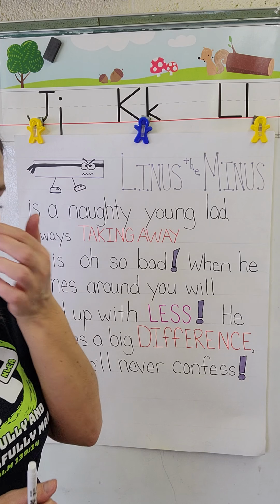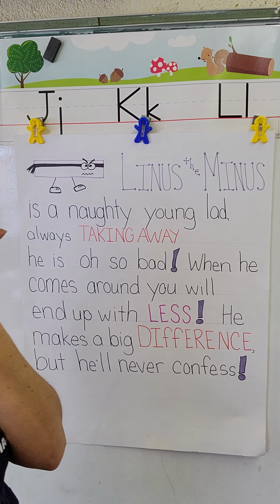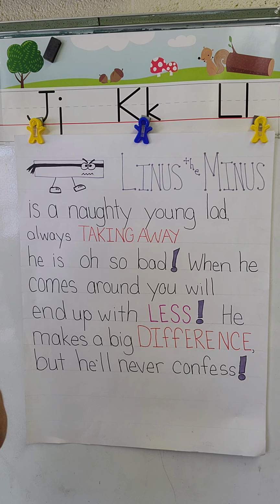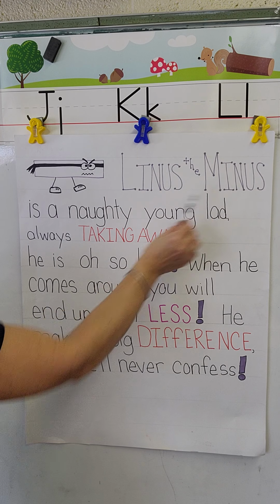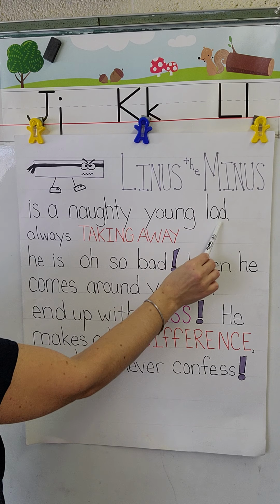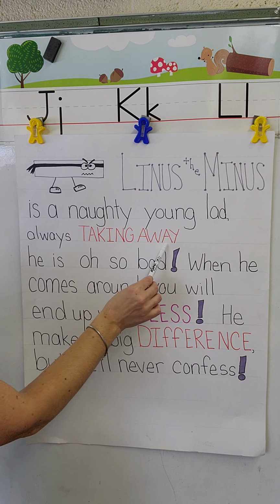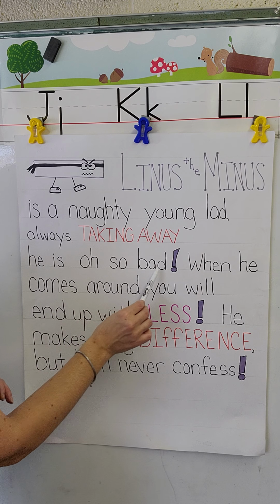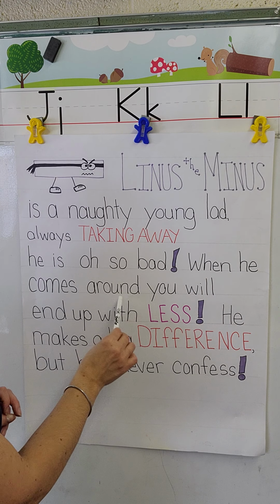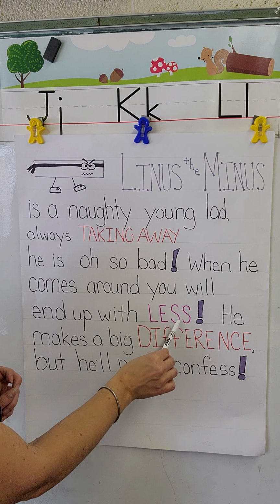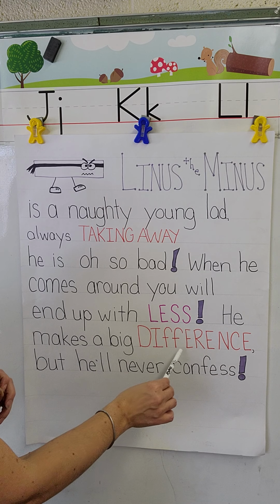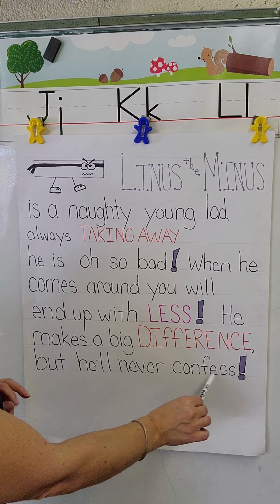All right, so I know we're still learning this poem, but try to help me out with it if you remember any of it. Here we go. Linus the Minus is a naughty young lad, always taking away. He is oh so bad. When he comes around, you will end up with less. He makes a big difference, but he'll never confess.